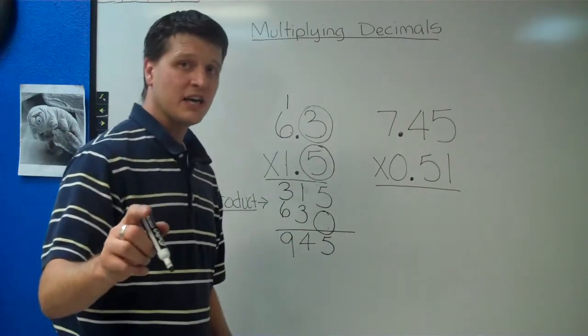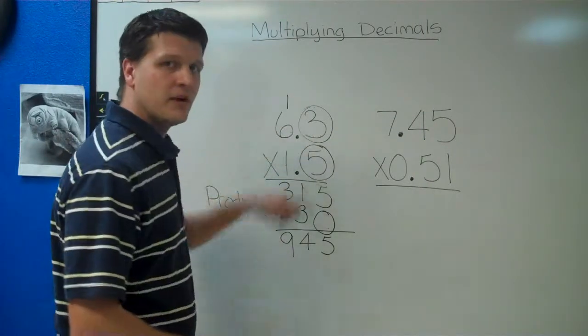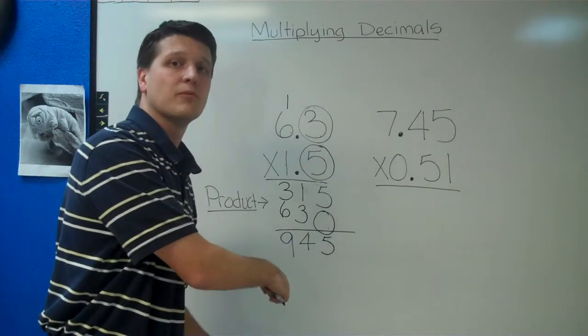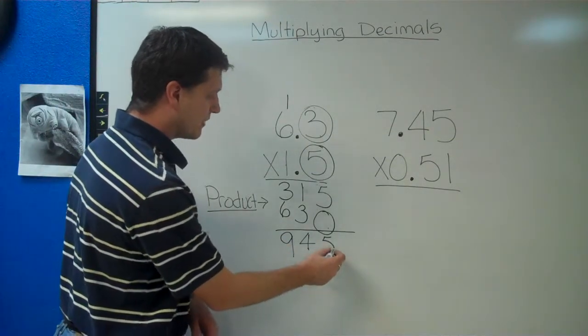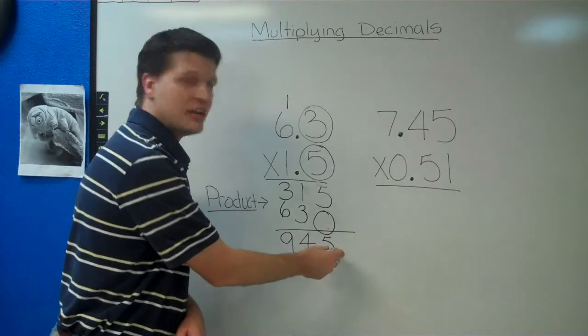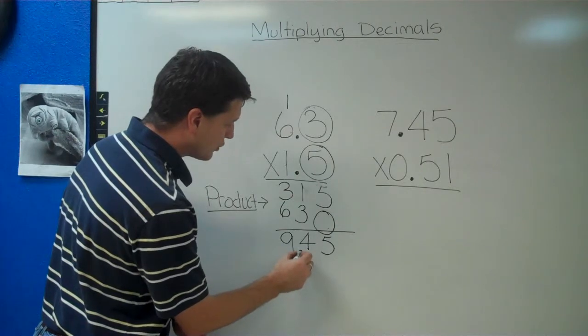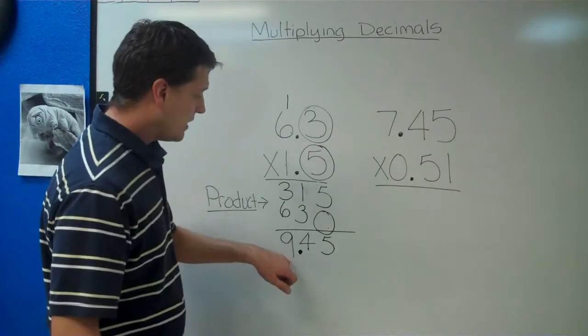Now remember what I said. We have 2 digits behind the decimal in our problem, so now we have to find 2 digits in our answer to put behind the decimal place. Now let's look. We have our 4 and our 5, okay? Those are 2 digits. And what we're going to do is take our decimal and make sure we have 2 digits behind that decimal, okay? And it'll be 9.45.